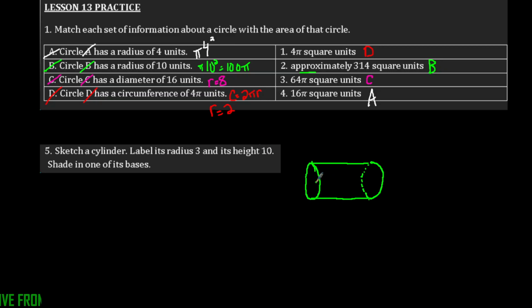So now it says, let's label its radius. So from the center of one of the bases to the edge is going to be R. Let's do it on the outside here. Let's say R equals 3. And its height, H, is going to be equal to 10. And it says to shade one of its bases, so I'll do just that. I can use a different color, shade one of its bases. I like shading that other side, so that way it's easier to see. And there's your perfect picture.